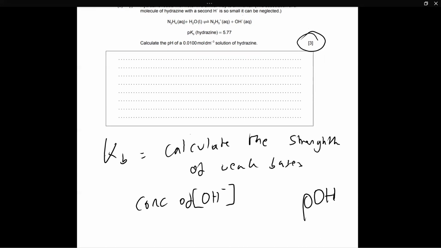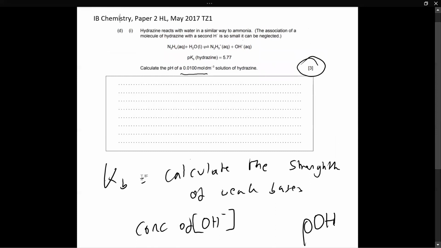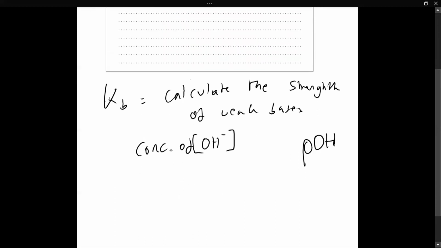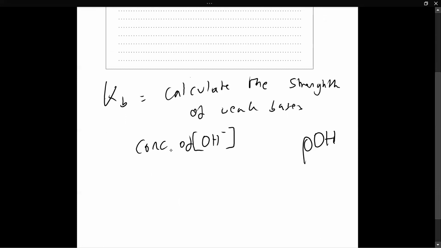Now, I know you may be a bit confused. You might say, well, they've given us the concentration in the question. They've told us that 0.01 mole dm cubed of hydrazine is used. So doesn't that automatically mean that 0.01 moles of OH minus will also be produced? And that would mean that we have the concentration of OH minus, so we can find pOH. No, that's not the case.